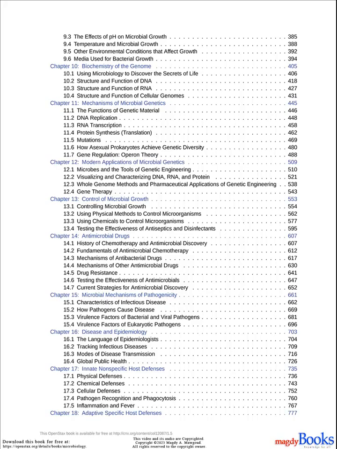Chapter 15. Microbial mechanisms of pathogenicity. 15.1. Characteristics of infectious disease. 15.2. How pathogens cause disease. 15.3. Virulence factors of bacterial and viral pathogens. 15.4. Virulence factors of eukaryotic pathogens.